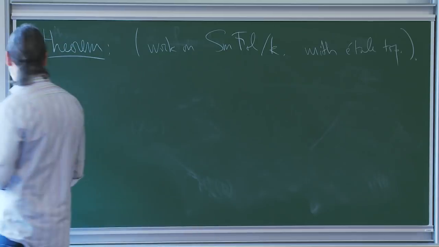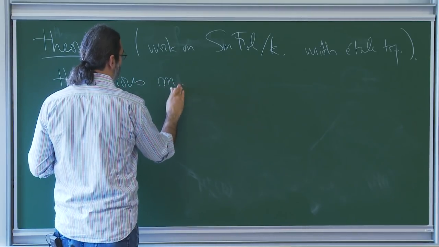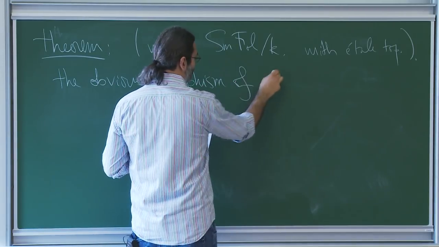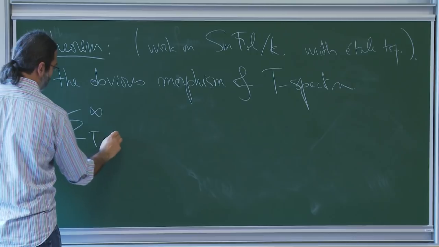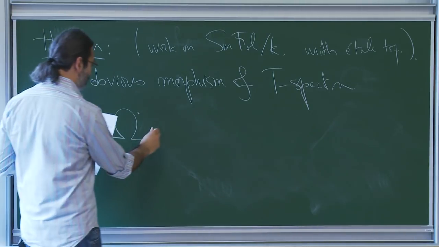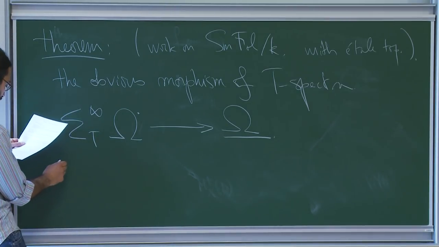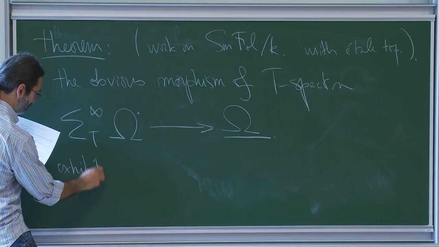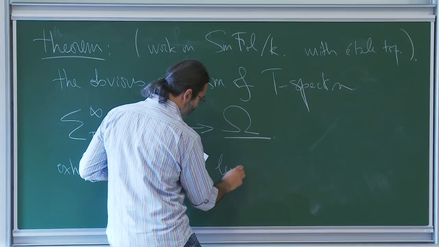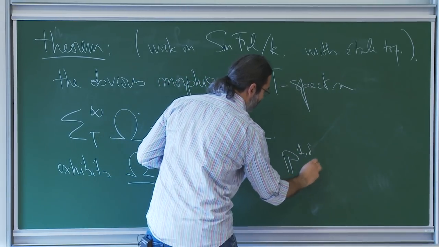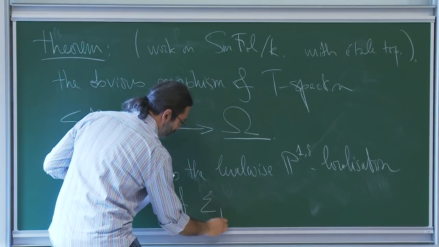All right, so we have the obvious morphism of T-spectra from the infinite suspension spectrum on the de Rham complex to the de Rham T-spectrum. It exhibits omega underline as the level-wise P1 delta localization of sigma T infinity.